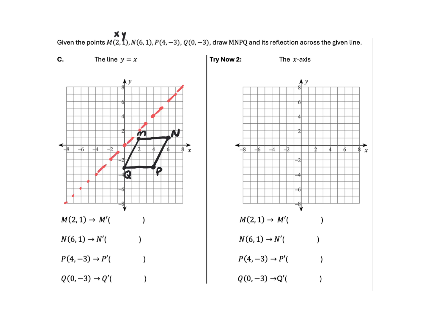And when we reflect across the line y equals x, the coordinates are going to switch places. (x, y) will map to (y, x). (2, 1) then will become (1, 2). (6, 1) becomes (1, 6). (4, -3) will be (-3, 4). And (0, -3) becomes (-3, 0). Let's go ahead and plot the points, and if we did this correctly, it should look like it's mirrored across that line that I drew in.